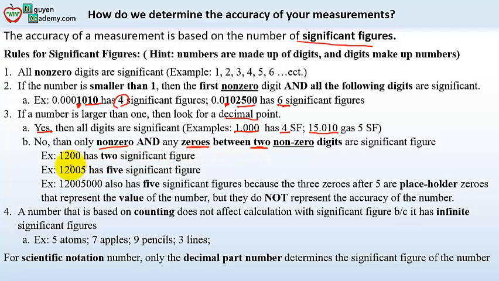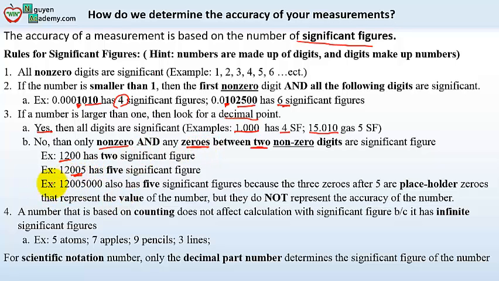For instance, we have right here 1, 2, 0, 0. 1 and 2 are significant because they are non-zero digits, whereas these 0s are not significant because they are not between 2 non-zeros. Right here we have 1, 2 is significant, 0, 0, 5. We have 5 significant figures because these 0s are between the 2 non-zeros.